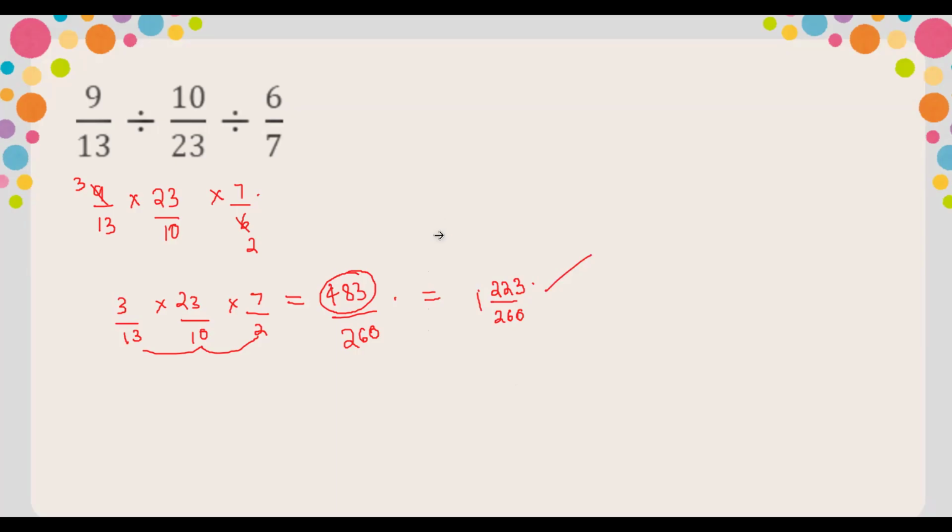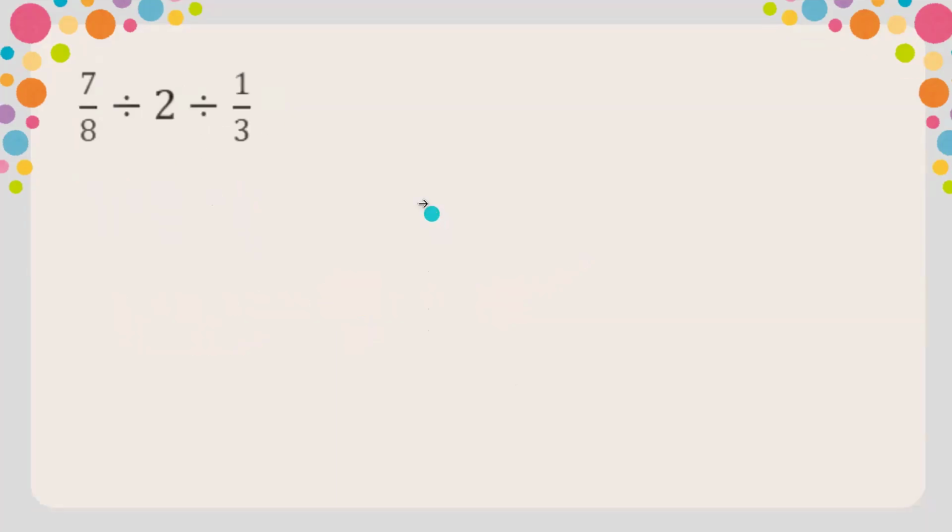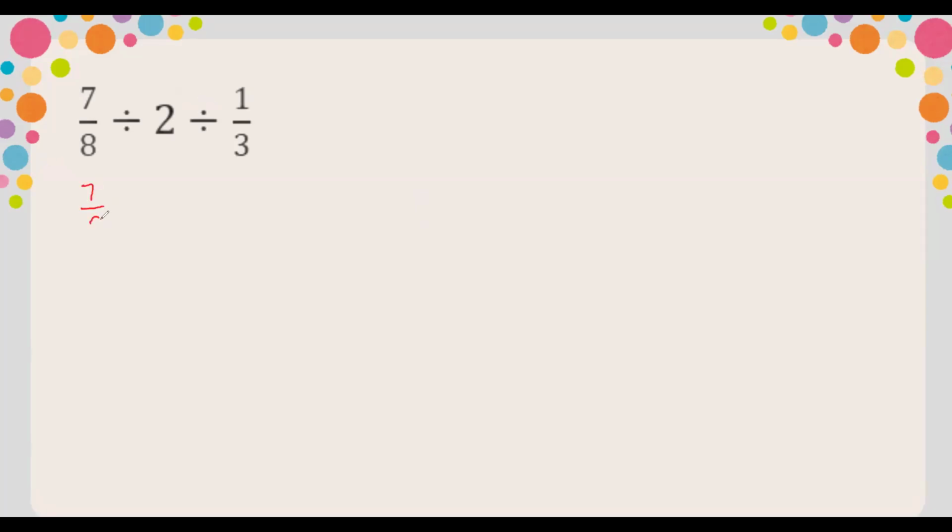Let's see the last question, which is 7 by 8 divided by 2 divided by 1 by 3. So 7 by 8 will remain the same. 2 will turn into its reciprocal 1 by 2. And 7 by 8 into 1 by 2 into, what is the reciprocal of 1 by 3? 3 by 1. So let's see. 7 into 1, 7. 7 into 3, 21. 8 into 2, 16. 16 into 1, 16.